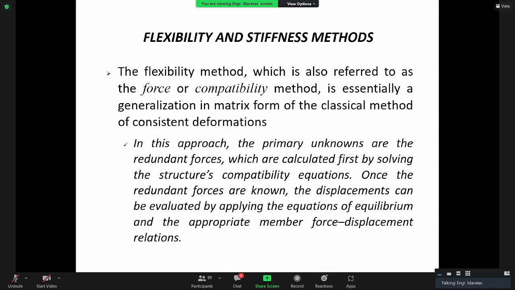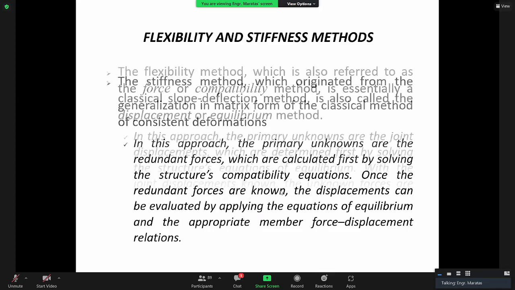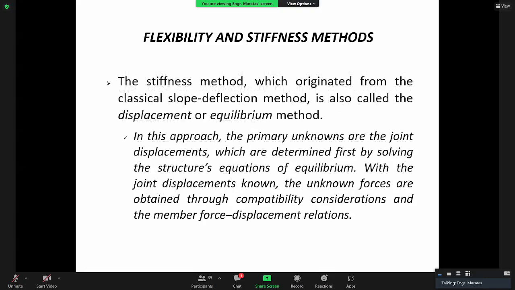By applying the equations of equilibrium as well as the appropriate member force displacement relations. Okay, that's for the compatibility method, no? Or flexibility method. Whereas the stiffness method, which originates from the classical slope deflection method, no? I hope you have taken the slope deflection method in theory of structures, no?